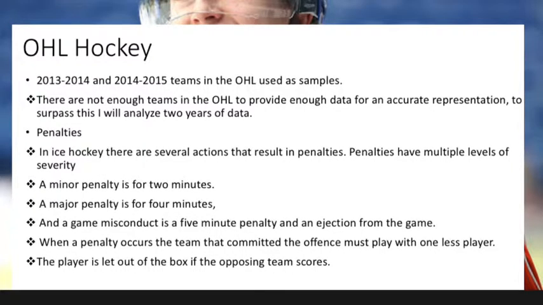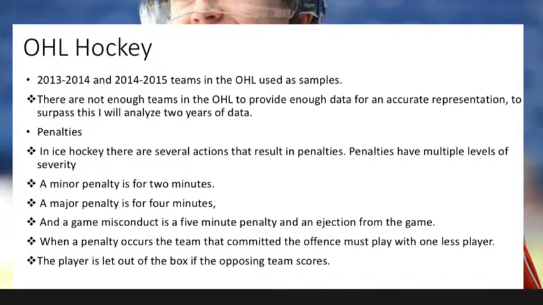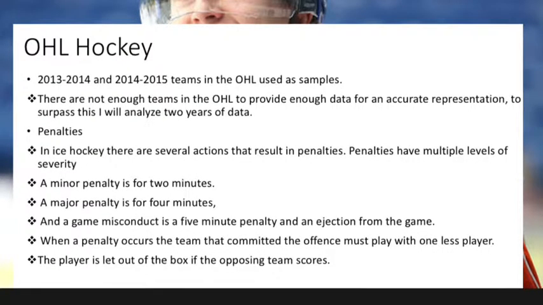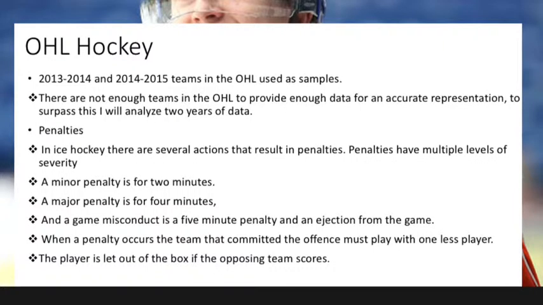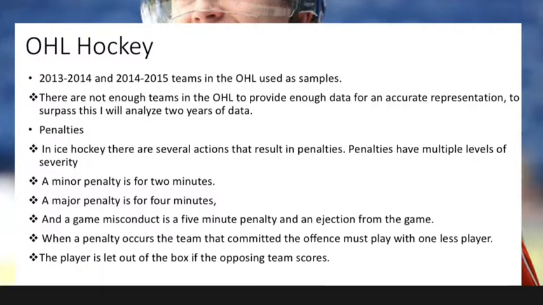The next level of severity would be a double minor. These are more dangerous plays and often occur when a player is high-sticked and begins to bleed. These penalties will be served for 4 minutes. The next level of penalty is a major penalty. This occurs when the player who committed the penalty must sit in the box for 5 minutes.